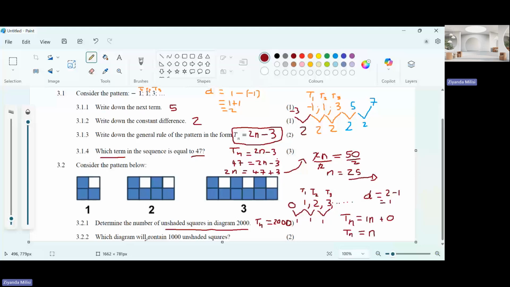All right, which diagram will contain 1000 unshaded squares? I think you already know. So this is the formula. So n and Tn are equal. So n, which is the position, which diagram it is, is going to be equal to Tn. What is our Tn here? Tn is equal to 1000.